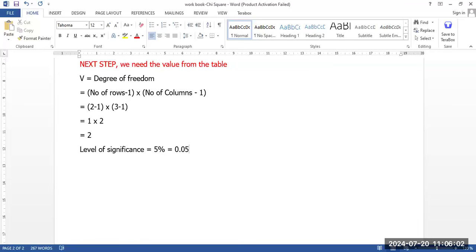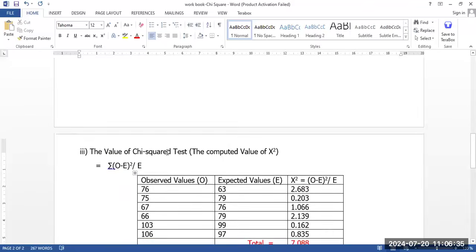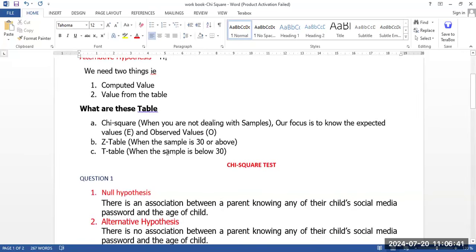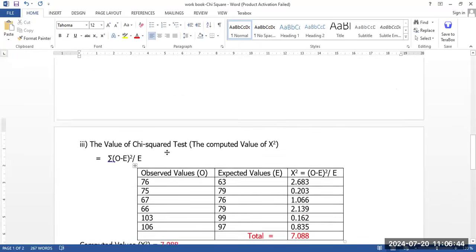We leave it. When do you divide it by 2? When it's a two-tailed test. Because two-tailed test or one-tailed test comes from where? It depends on your null hypothesis.